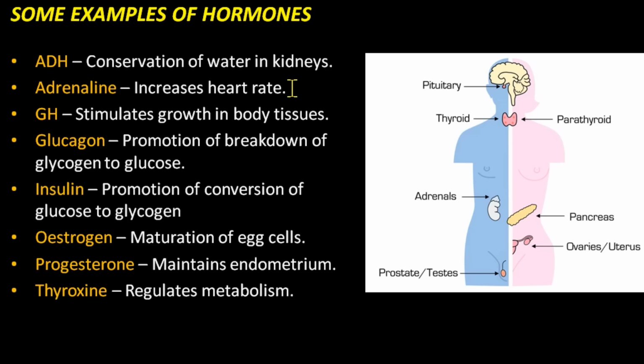Adrenaline is used to increase heart rate and breathing rate in scenarios of stress, like when you're writing the HSB exam. Growth hormone stimulates growth in body tissues. Glucagon promotes the breakdown of glycogen to glucose.